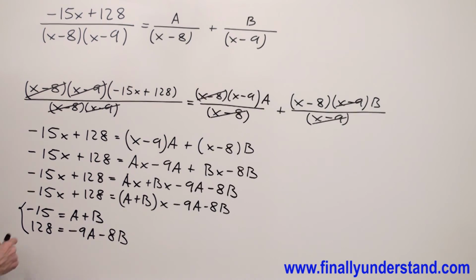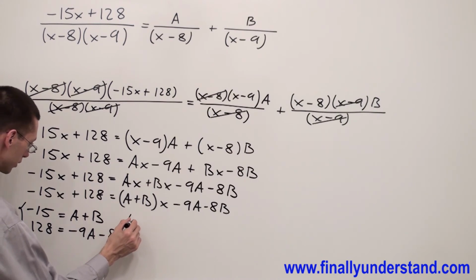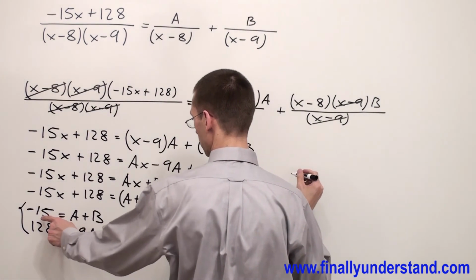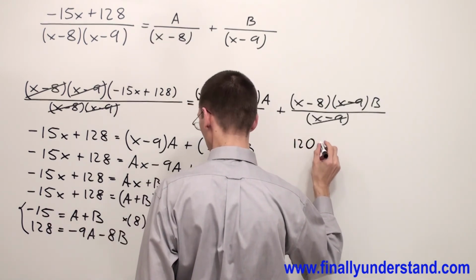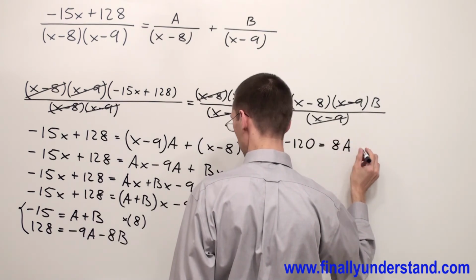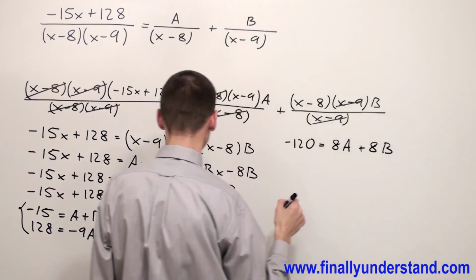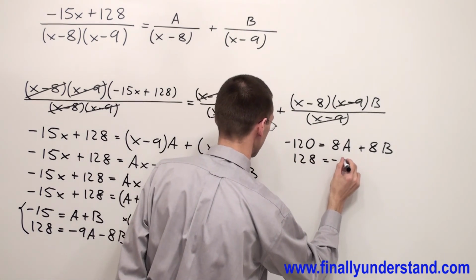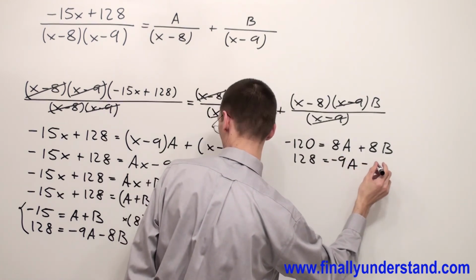Now, take a look what we have. We have a system of linear equations. We have two unknowns and we have two equations. We have to find the values of a and b. So what can we do? First, I would multiply the top equation by 8. Let's take a look what we are going to have. 8 times negative 15 is negative 120, equals 8 times a is 8a plus 8b. And I'm going to copy down the second equation. I have 128 equals negative 9a minus 8b.